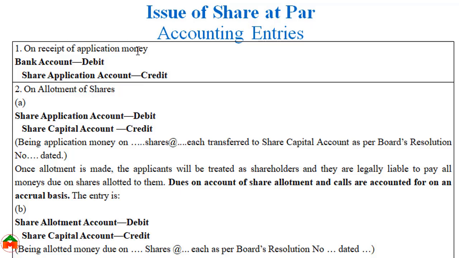Whenever you are receiving the application money from the potential investors, then bank account debit, share application account credit. And whenever the application money is allotted, application will be shown in the debit side and you are allotting it as share capital. If there are dues on account of share allotment or calls, you have to journalize as share allotment account debit, share capital account credit.